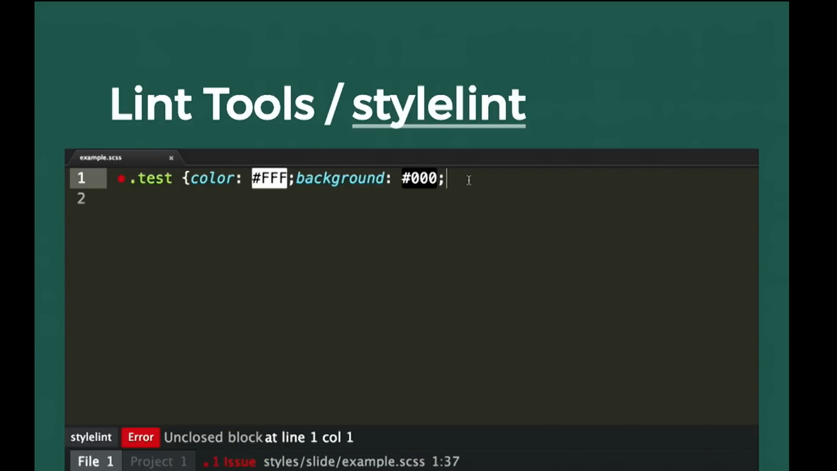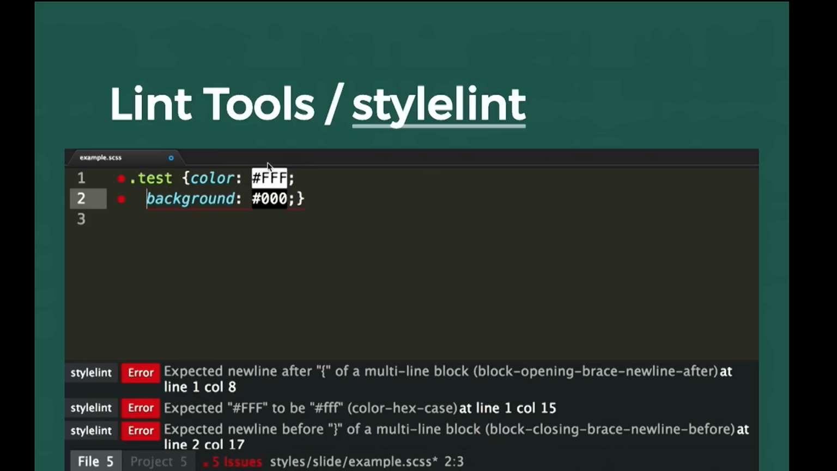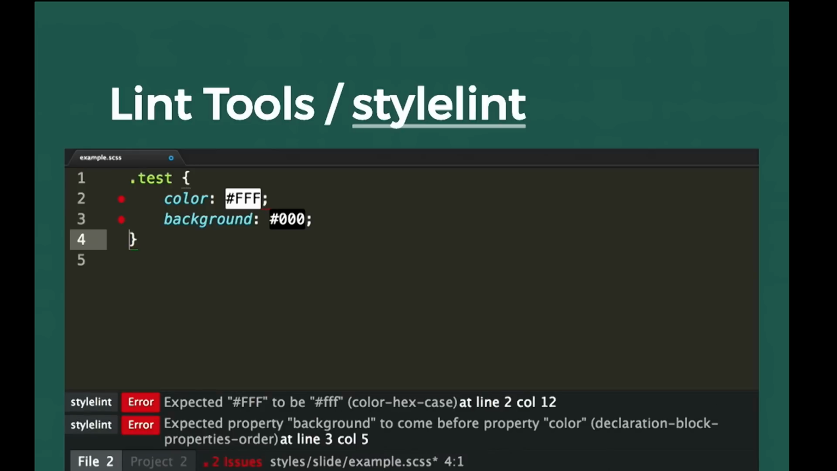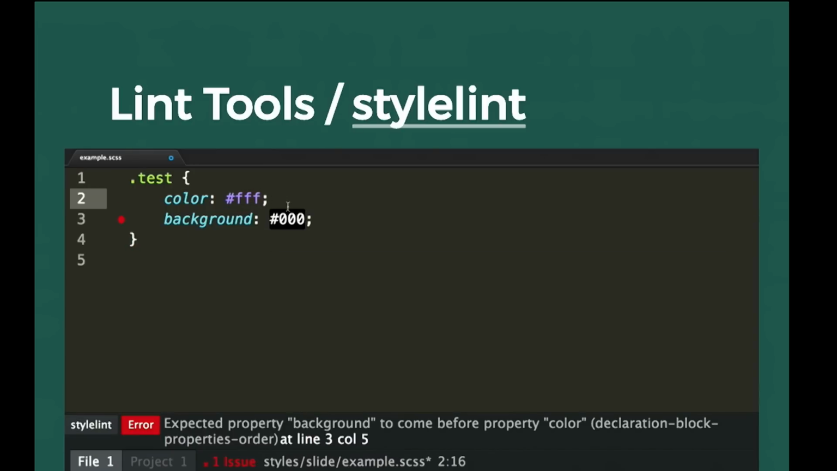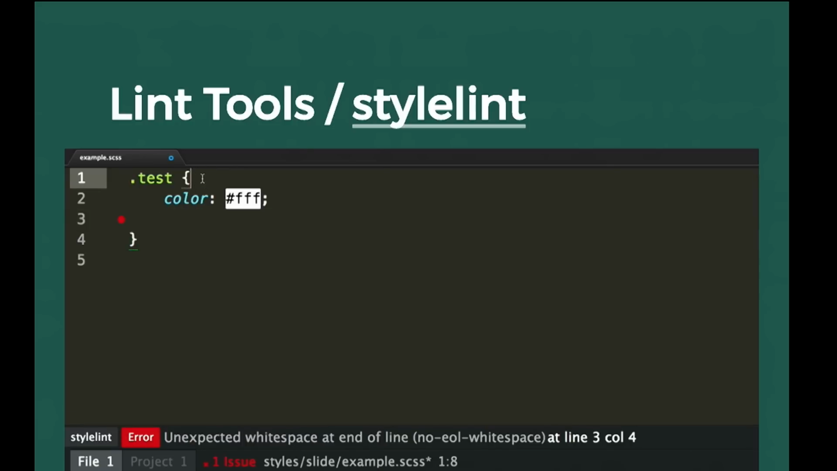So how does this work? Again, this is my editor, and in this case, I'm not even saving, right? I'm just changing some things in my file. And I'm actually getting constantly these errors that you can see on the bottom. So it's saying, hey, make sure that you use a new line when you have this curly bracket. Make sure your hex values are actually just lowercase. And make sure all of these properties are alphabetized.